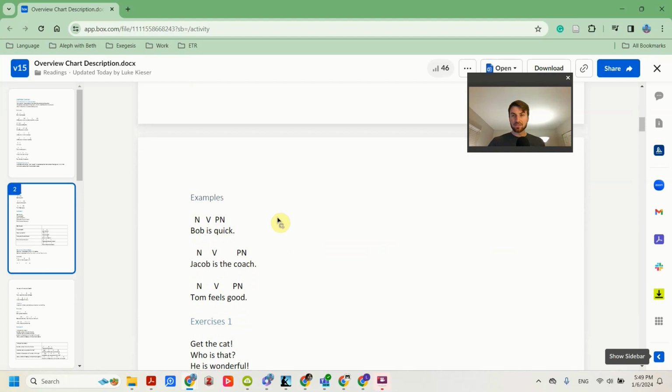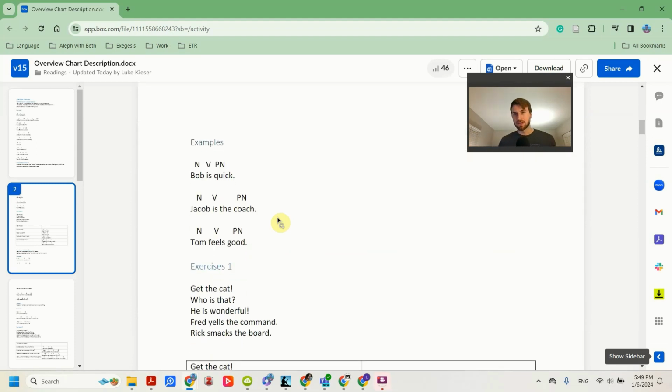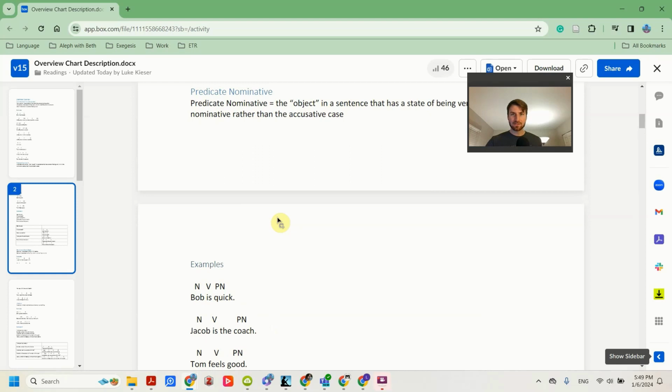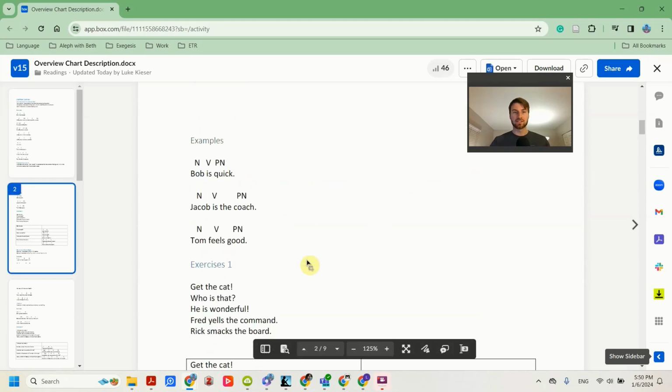You can have multiple nominatives. You can have multiple nouns in a sentence, but sometimes people get confused with the predicate nominative. This is kind of like the object of a sentence that, rather than having an action verb, has a state of being verb. Like I have here, Bob is quick. Isn't an action. He's not doing anything. Quick is just a description of Bob. And so both of these would be in the nominative case in Greek.